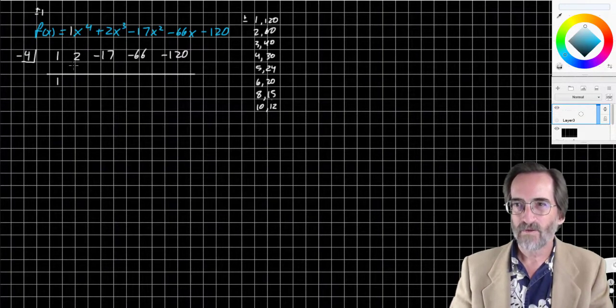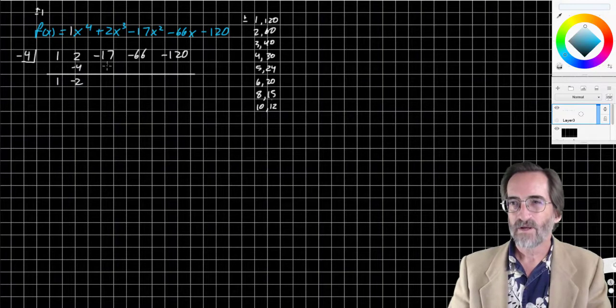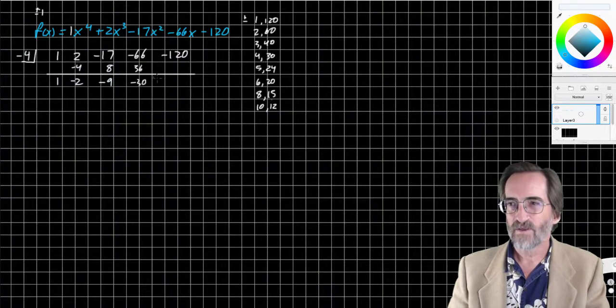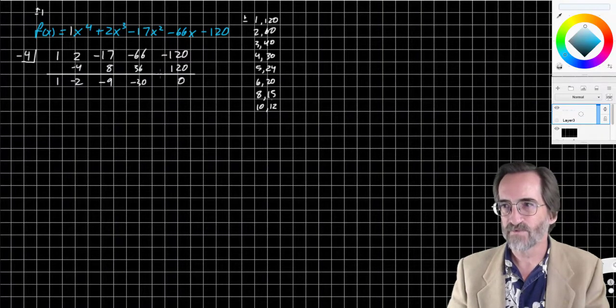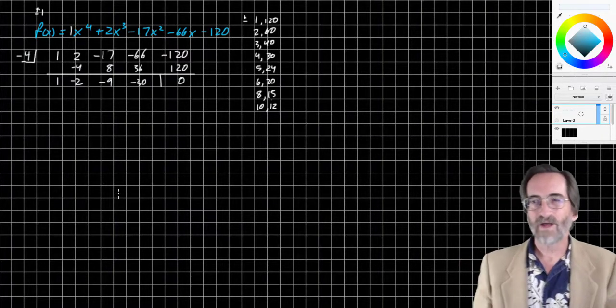Negative 4 times 1 is negative 4, and negative 4 and 2 is negative 2. Okay, negative times negative is positive. Negative 9 times 4 is 36. Negative times negative is positive 36. Negative 30, and there we have it. Negative 4 times negative 30 is positive 120, and we get a result of 0. All of that to get one division.